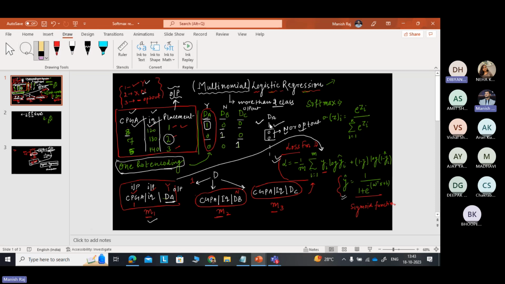Now the same exercise for DB. If I take this as DB, what is happening? This is not selected, but I can't say whether it is yes or opt out. Everyone is clear on this point?